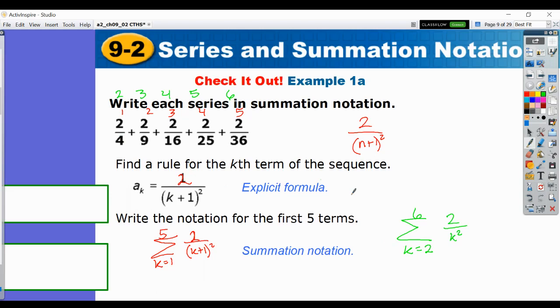And then I would go to 3, 4, 5, and 6 and stop. So either of these answers are correct. This one just starts at 1, and we adjusted it inside here, and this one starts at 2. So just so you know, it doesn't have to start at 1.